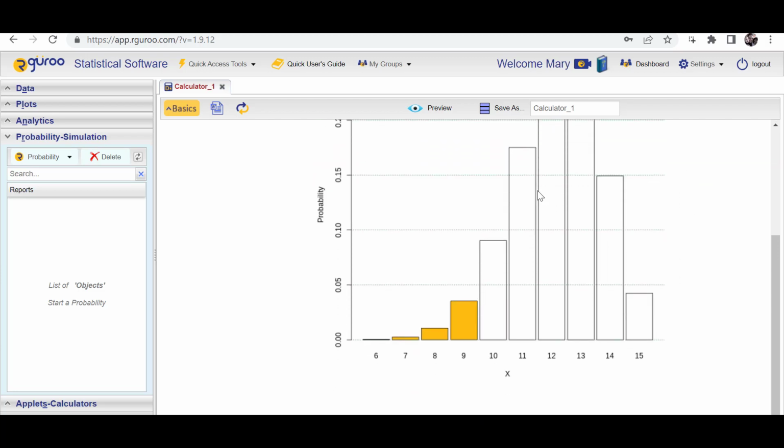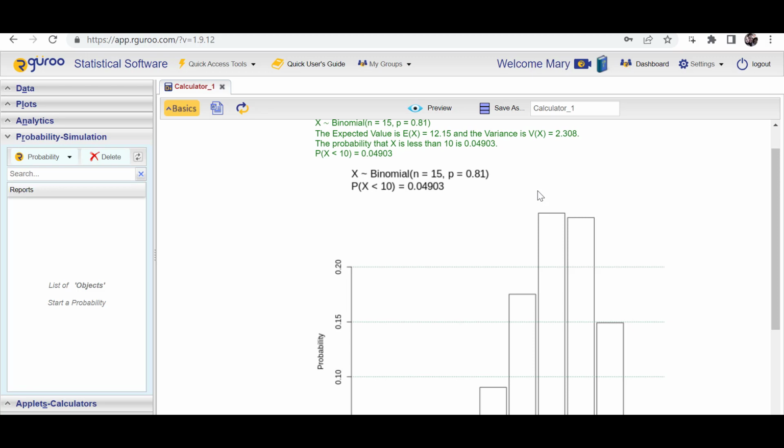And so you can see 9 and below are shaded. Those are the numbers that are below 10. And we get 0.49. I'm sorry, I left off a 0 there. 0.490 if I round it to 3 decimal places.